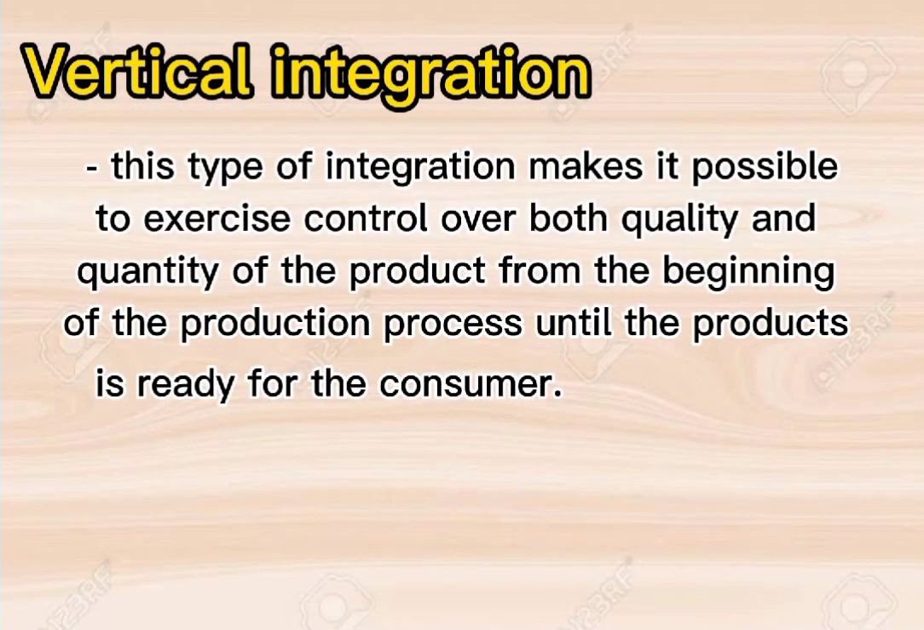Next is vertical integration. This type of integration makes it possible to exercise control over both quality and quantity of the product from the beginning of the production process until the product is ready for the consumer. This occurs when a firm performs more than one activity in the sequence of marketing process. Vertical integration is a linking together of two or more functions in the marketing process within a single firm or under a single ownership. It reduces the number of middlemen in the marketing channel.